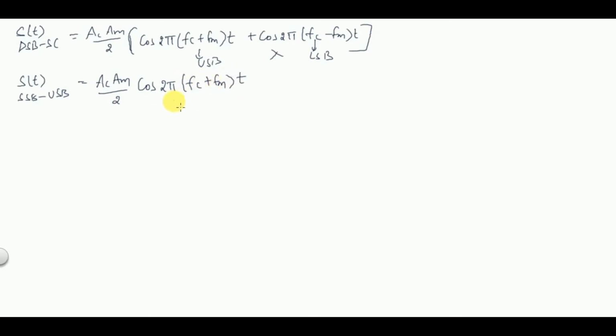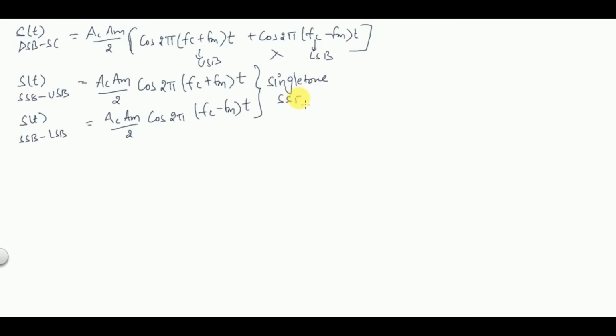That's all. Similarly, for SSB with LSB transmission, where the USB is suppressed, it is Ac Am by 2 into cos 2 pi (Fc minus Fm) t. That's all. These two are the single tone SSB time domain equations.